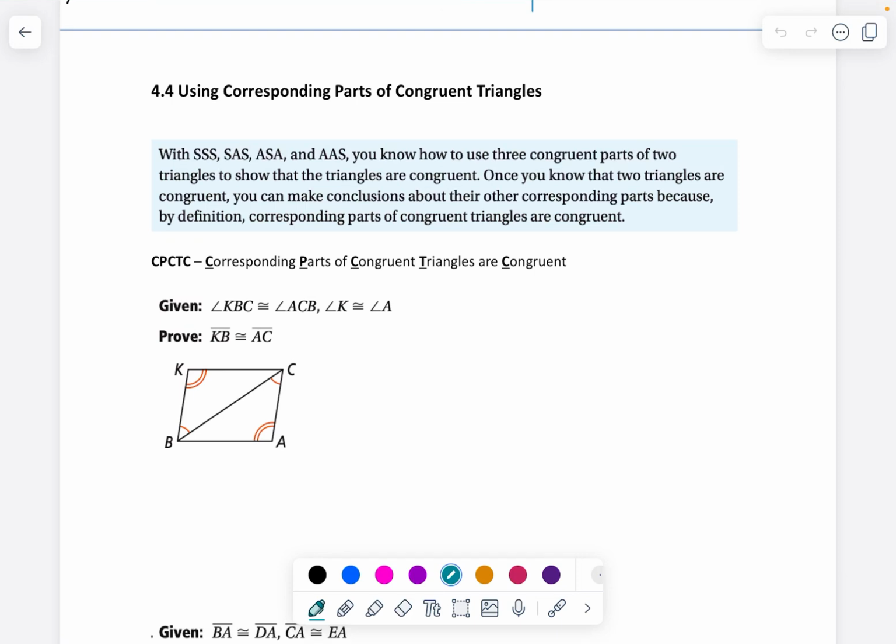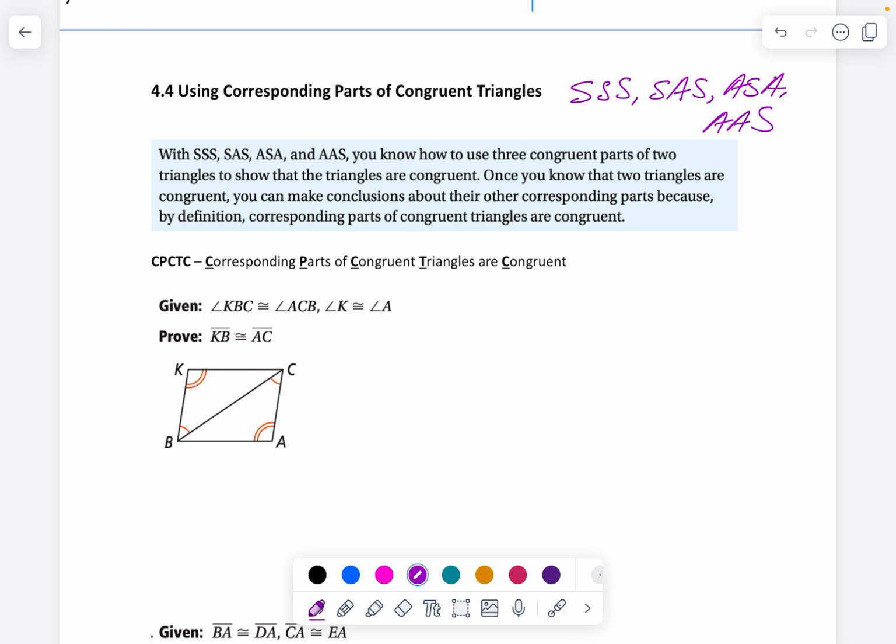All right, so in this chapter, we have been proving triangles congruent, and we have done that using SSS, SAS, ASA, and AAS. And remember, we only needed to show three things then to prove that the triangles are congruent. But if those triangles are congruent, that means that all three corresponding sides are congruent, and all three corresponding angles are congruent. And so this is going to be like the last type of proof we're doing, but we're taking it one more step.